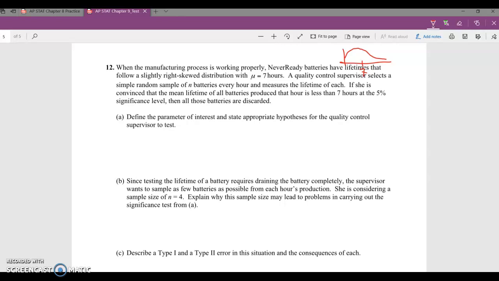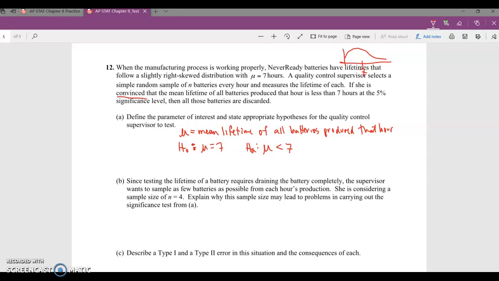Define the parameter of interest. Okay, mu equals the mean lifetime of all batteries produced that hour. Our null is going to be that mu equals 7, right? If she's convinced, our alternative, that it's less, mu is less than 7.